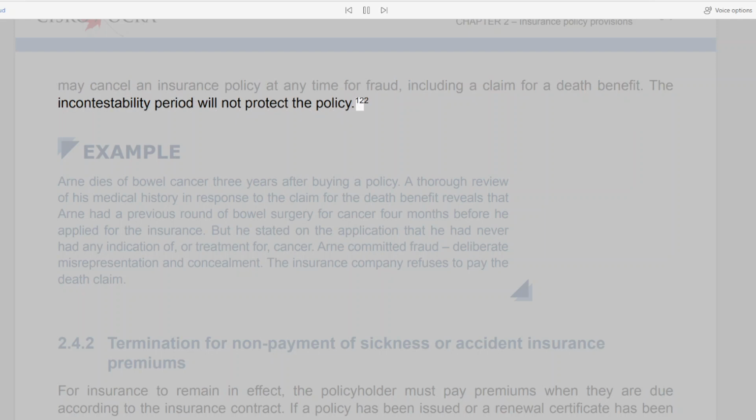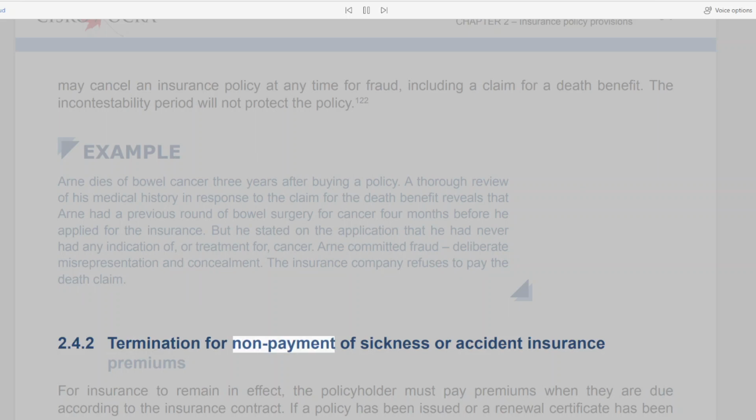Example: Arn dies of bowel cancer 3 years after buying a policy. A thorough review of his medical history in response to the claim for the death benefit reveals that Arn had a previous round of bowel surgery for cancer 4 months before he applied for the insurance. But he stated on the application that he had never had any indication of or treatment for cancer. Arn committed fraud, deliberate misrepresentation, and concealment. The insurance company refuses to pay the death claim.